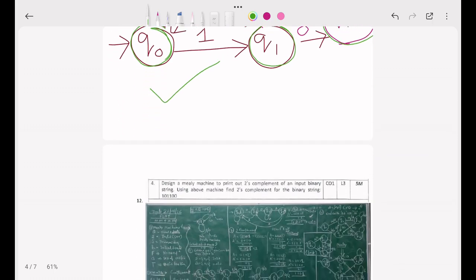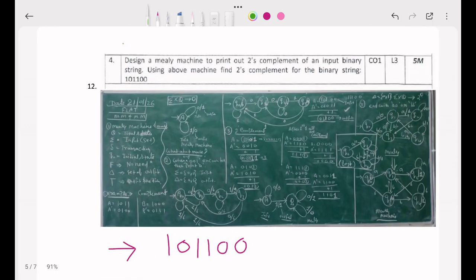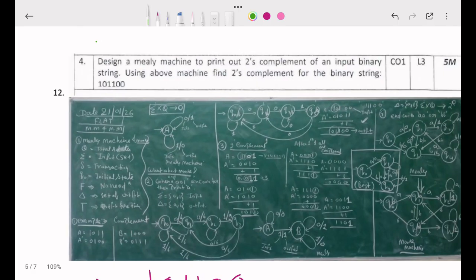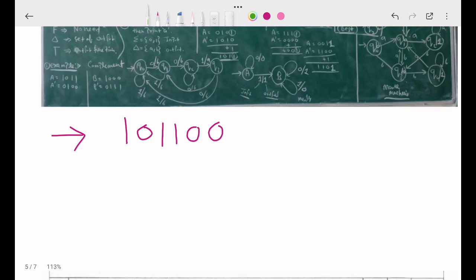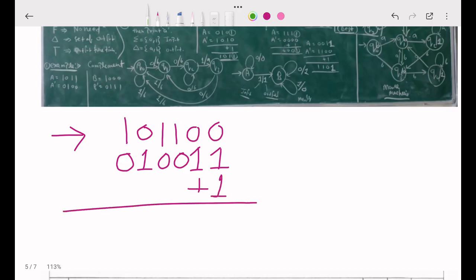Now the next question we asked: design the Mealy machine for the 2's complement. Now you can see here our string is this. At first I will make the complement: the complement of 1 is 0, the complement of 0 is 1, and so on for each bit. Then I will add 1 here, and I will get my answer.